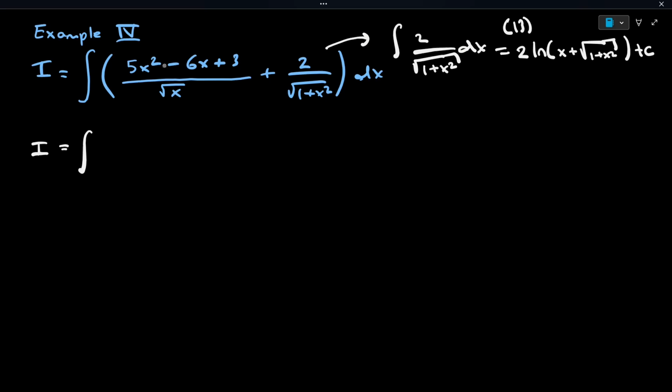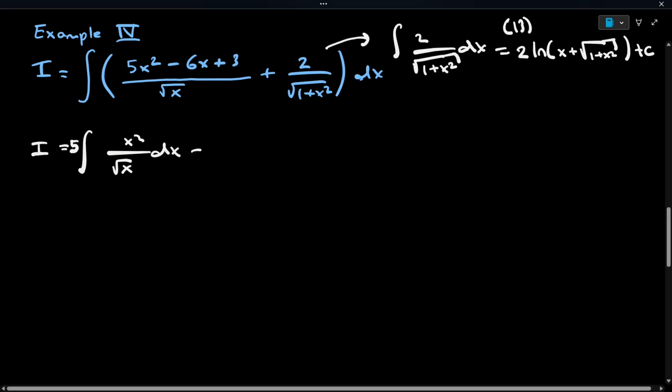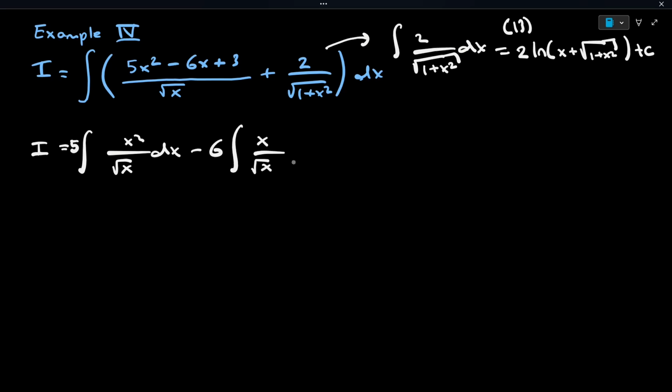So first of all, I will write these as separate fractions. 5x squared over square root of x dx minus, let's take the 5 out, so why not? 6 integral x over square root of x dx plus 3 integral 1 over square root of x dx plus, I don't want to write all of this for now. I will say this is equal to a, and I will write plus a, but the c will be a problem. Well, not really. We will write plus c in the end as well.